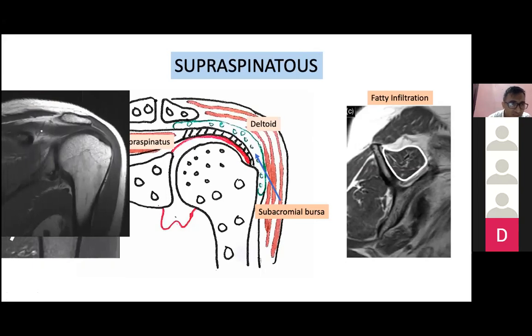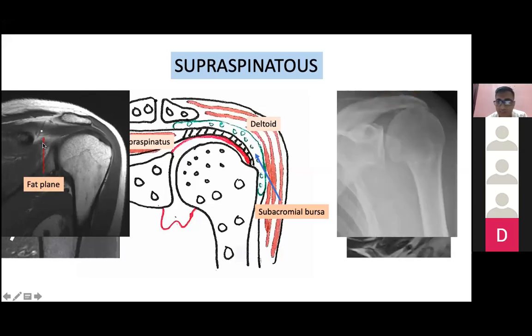And this is the supraspinatus muscle. This is the fusiform belly of the muscle, and it goes all the way up to the greater tuberosity attachment. And this is the fat plane seen in MRI. We may not see this in all the films, but if we keep scrolling, this fat plane separates the supraspinatus from the infraspinatus muscle. So in MRI, it's important to differentiate between the supraspinatus and infraspinatus muscle. This is the fat plane.